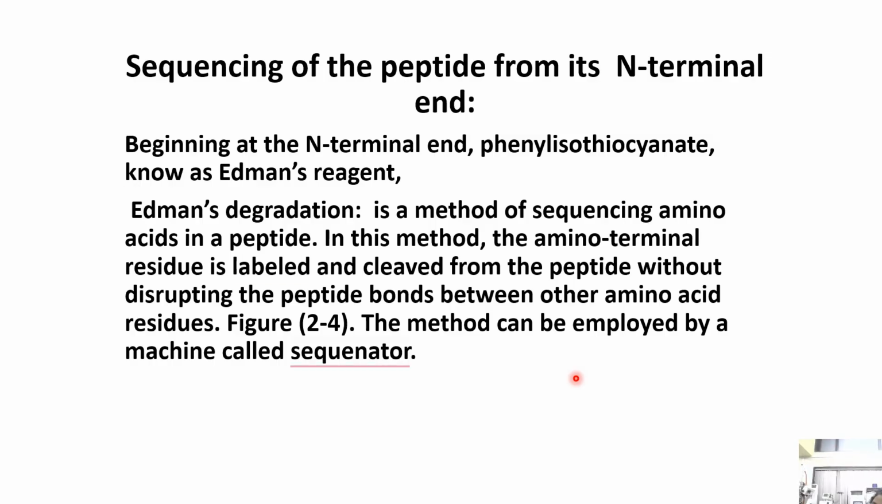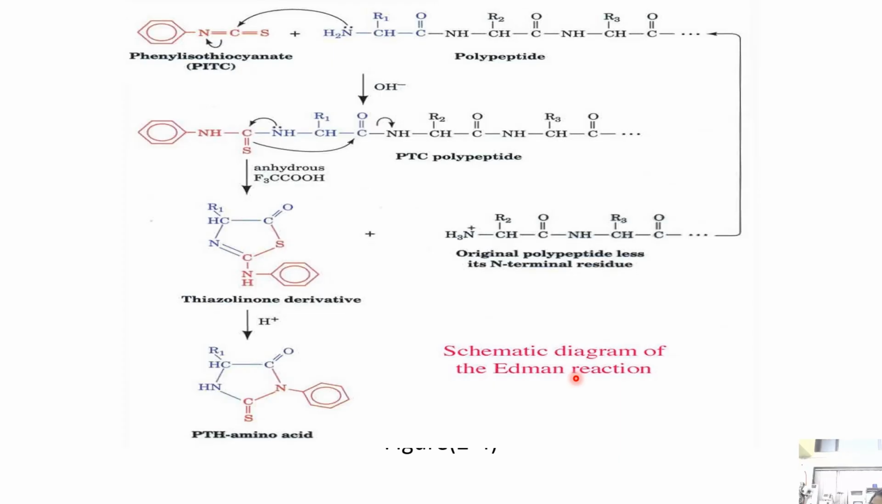If you want to sequence a peptide from its N-terminal end, the beginning of the N-terminal end, phenyl isothiocyanate, known as the Edman reagent, is used in the Edman degradation process. It's a method of sequencing amino acids in a peptide. In this method, the amino terminal residue is labeled and cleaved from the peptide without disrupting the peptide bonds between other amino acid residues. The method can be employed by a machine called a sequenator. Schematic diagram of the Edman degradation.